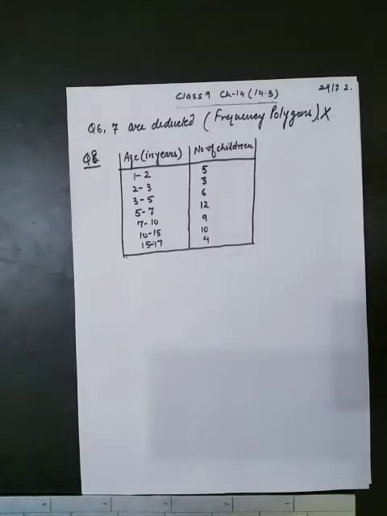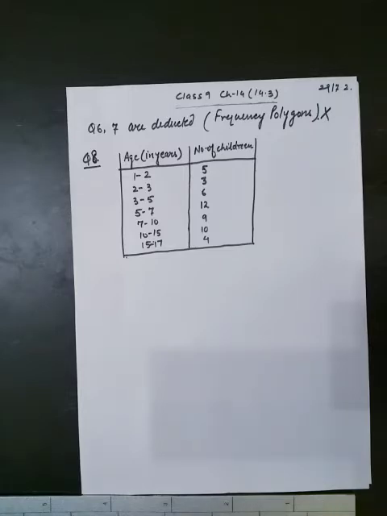Question number 8. A random survey of the number of children of various age groups playing in a park was found as follows. The data is given to you, meaning in the 1 to 2 age group there are 5 children. 2 to 3 age there are 3. 3 to 5 there are 6. 5 to 7, 12. 7 to 10, 9 children are there. And 10 to 15 age there are 10 children. And of age 15 to 17 there are 4 children playing in the park.